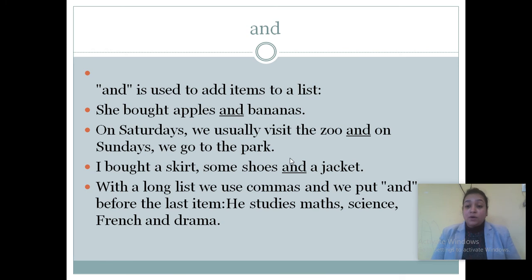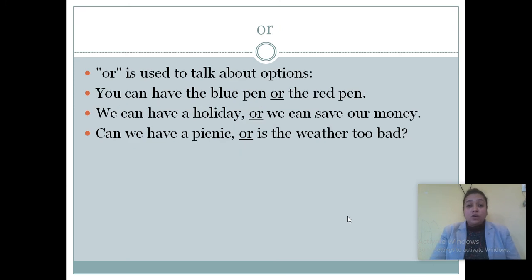When we are talking about a number of items, not only two items like pen and pencil, where there are two items and I put and between them. But when I'm talking about the stationery, how am I going to write it? Pen, comma, pencil, comma, notebook, and eraser. He studies maths, science, French, and drama. So we put and at the end of the list. Getting this point?